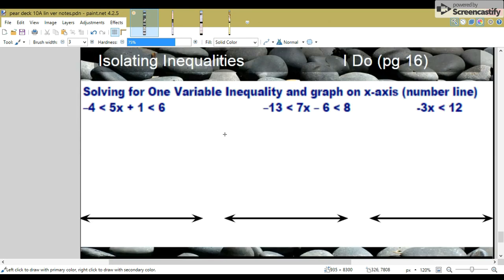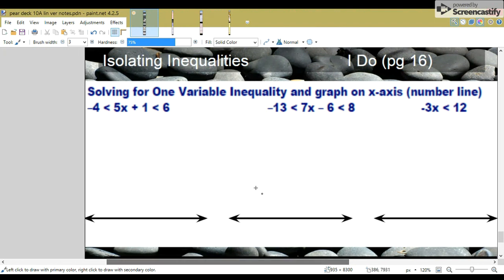Okay, now I'm going to do this one. We're on isolated inequalities. Write this in your Pear Deck foldable. Solving for one variable inequality and graph on the x-axis. That's the number line. Let's look at the first one. Negative 4 is less than 5x plus 1 less than 6. So we want to get x by itself, so x needs to be by itself in the middle.